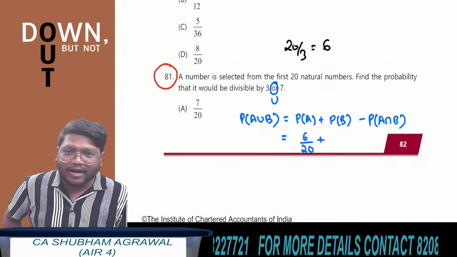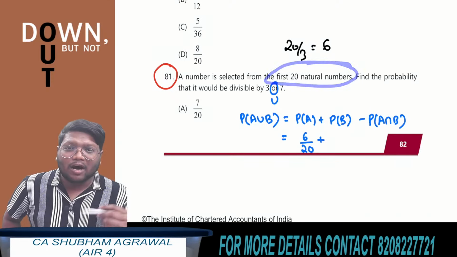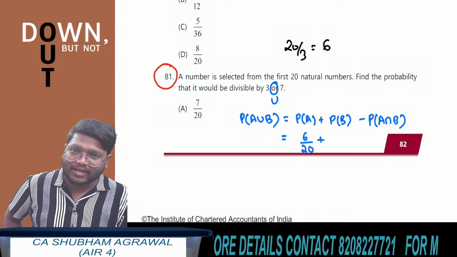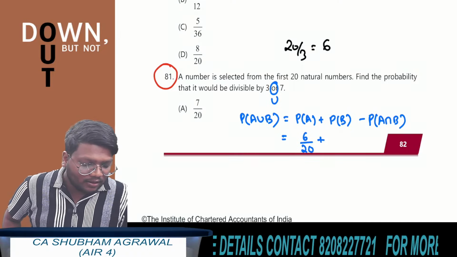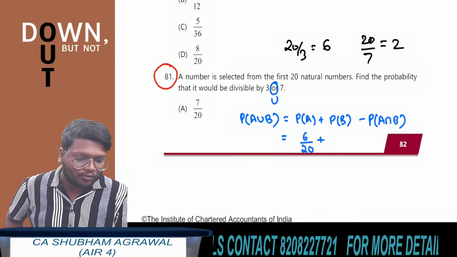Plus, now write the probability of B. In the first 20 natural numbers, how many numbers are there which are divisible by 7? There are only 2 numbers, because see, 20 divided by 7 is 2 point something, so you just have to write the integer part, 2.